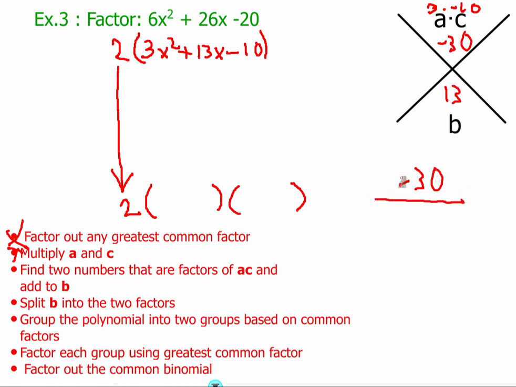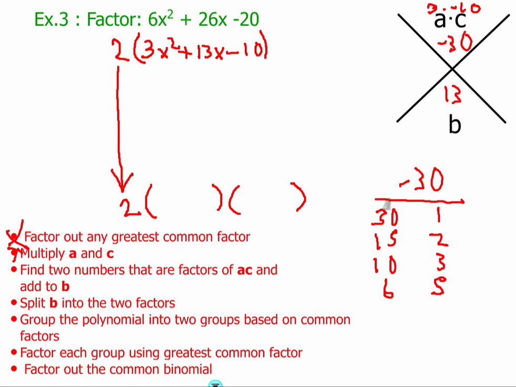Now multiplying to get negative 30 tells me that one of my numbers has to be negative. So let's think of numbers that multiply to 30. I've got 30 and 1. I've got 15 and 2. I've got 10 and 3. And I've got 6 and 5. Those are my numbers that multiply to get 30. And then if I think negatives, one of them has to be negative. So let's just go through and see if I can find the one that adds up to 13.